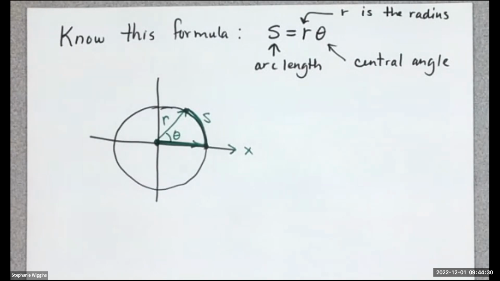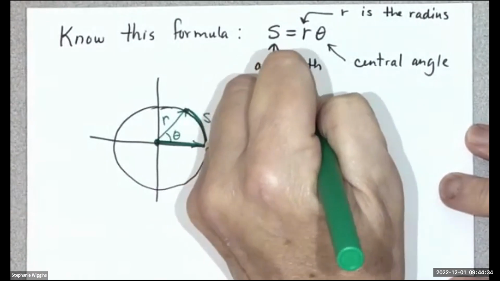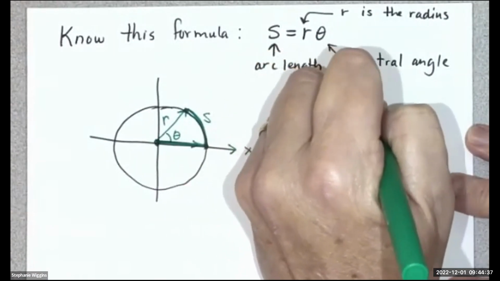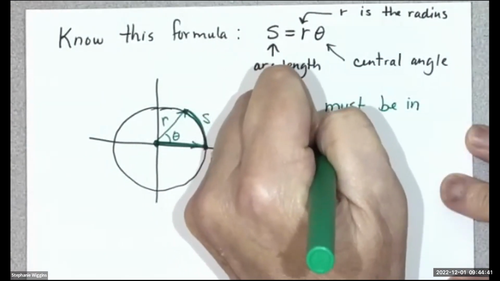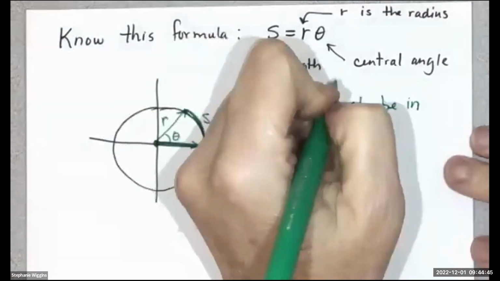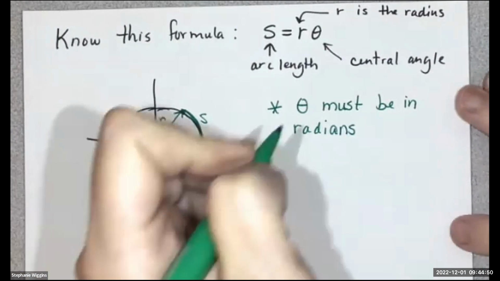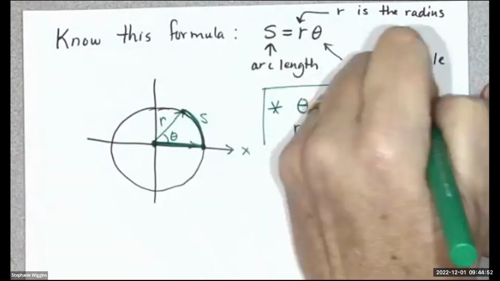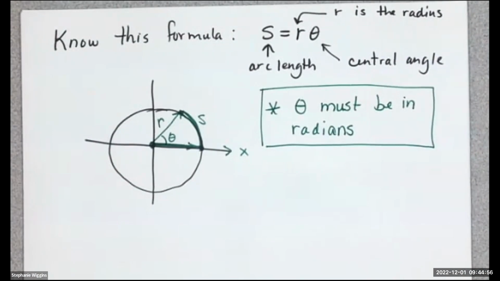Now, this is a very important point here. This has to be in radians, okay? Theta must be in radians, because this relationship is directly connected to the definition of radians, and it doesn't work if your angle is in degrees, okay? So this is a very important point. If your angle is in degrees, you'll get the wrong answer, okay? It must be in radians, okay? Make sure you remember that.